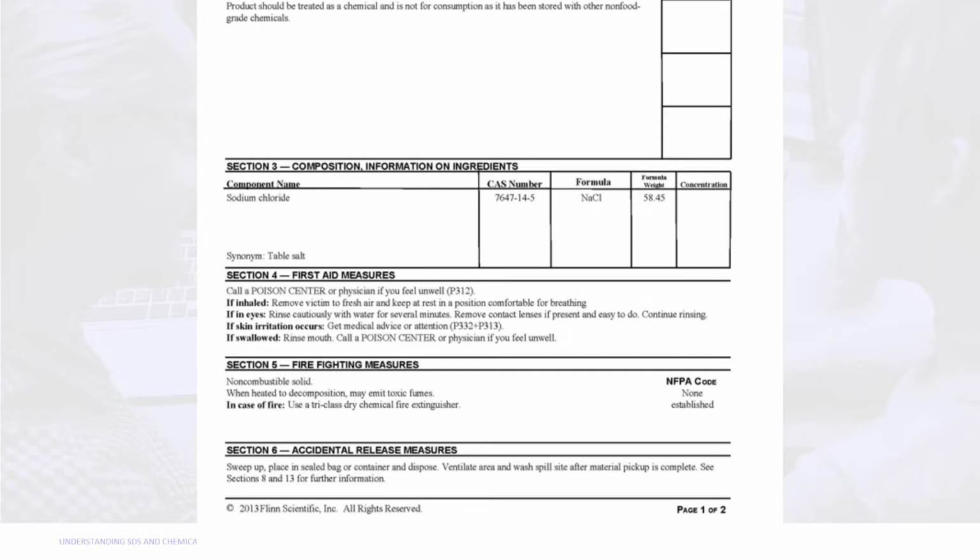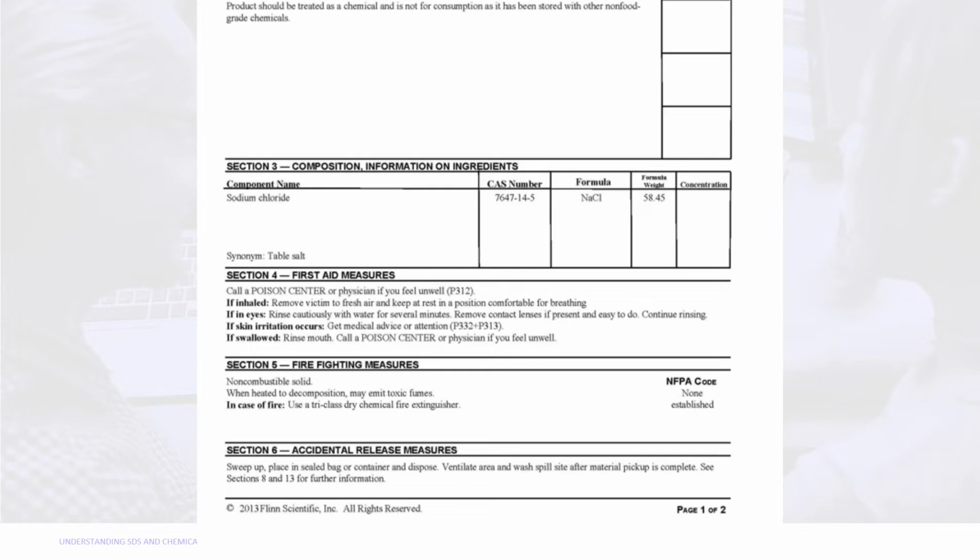Section 6 talks about accidental releases. In the lab area, this is most often in the form of a spill. We see that it tells us to sweep up the substance and put it in a bag for disposal. Sections 8 and 13 will give us more information about cleanup procedures.